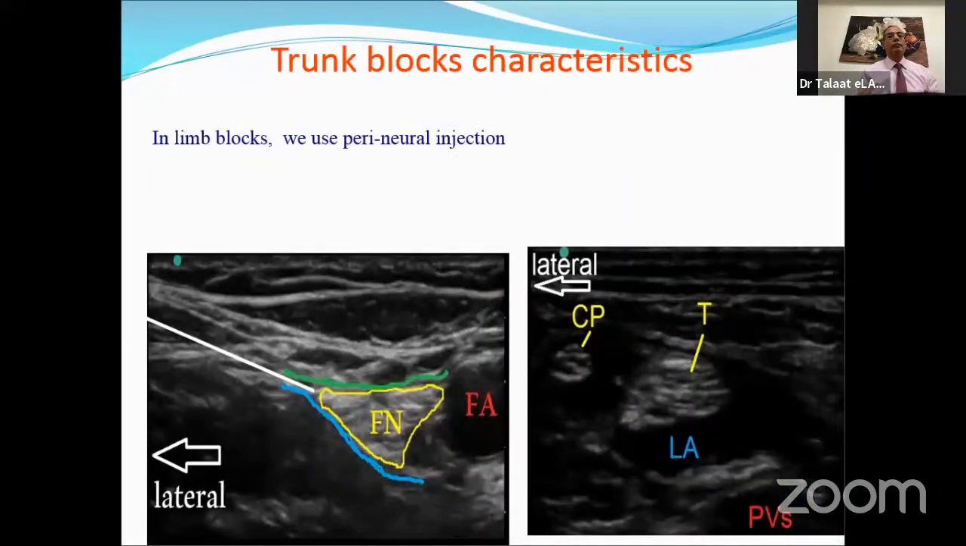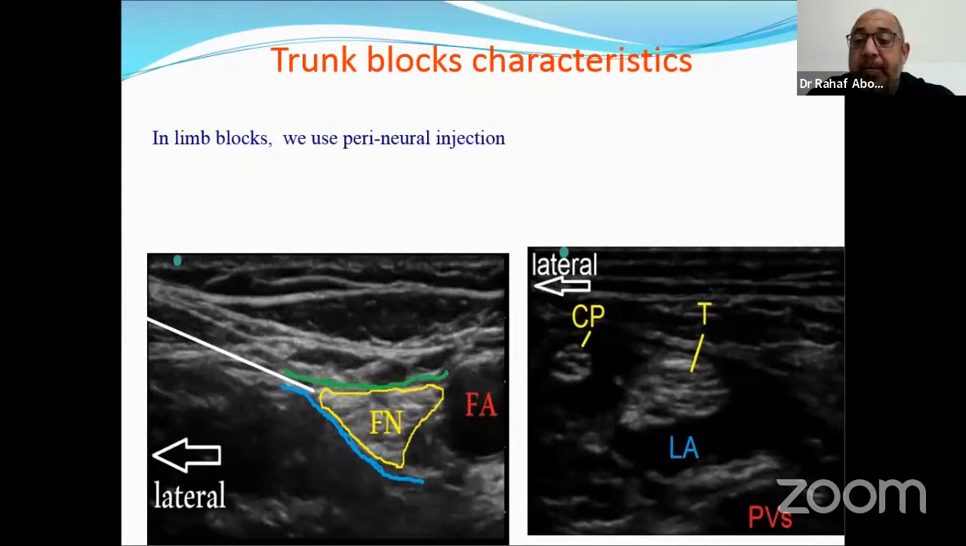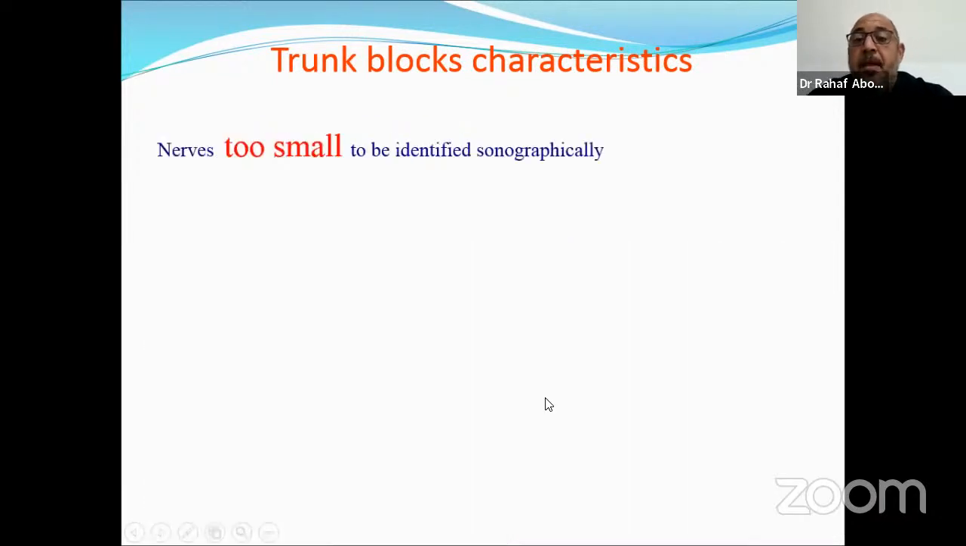In limb blocks, the nerve is big and we can see it, and we can inject local anesthetic around the nerve, what is known as perineural injection. However, the trunk innervation is very small and usually we cannot visualize it by ultrasound. So instead of perineural injection, we do a type of injection called interfascial injection.